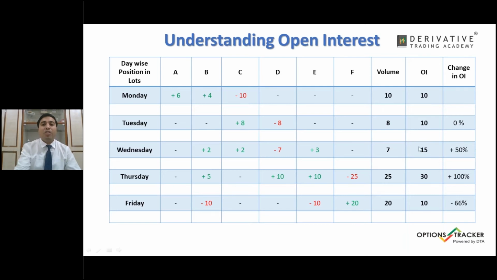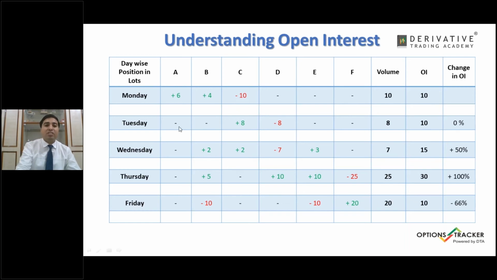But now what is the open interest? The open interest is 6 net positions total for the A side, total 6 for the B. So 6 plus 6, 12 on the long side. E also added the 3 long positions, so 15 on the long side on the ending of the Wednesday. Now look at the shorting side. So D was having minus 8, he added minus 7, so minus 15. And now look at the C, minus 10 plus 8 plus 2, so net to net 0 at the end of Wednesday. So my net open interest is 15.